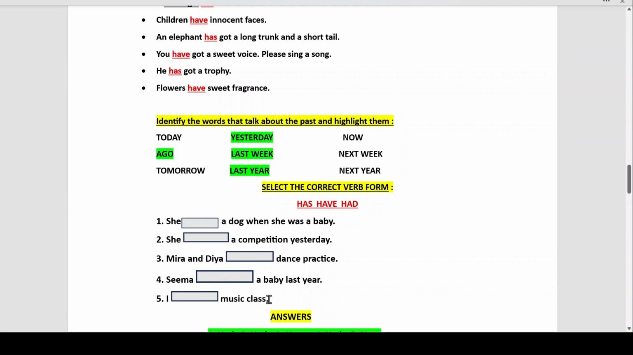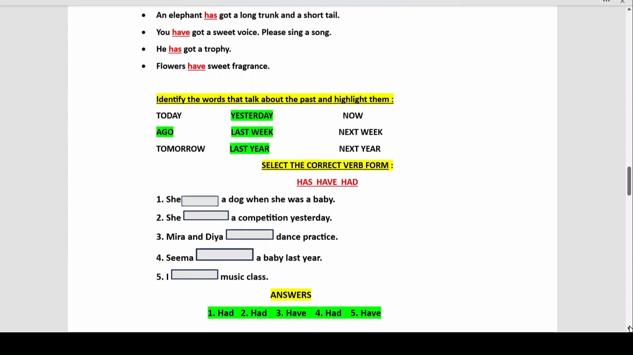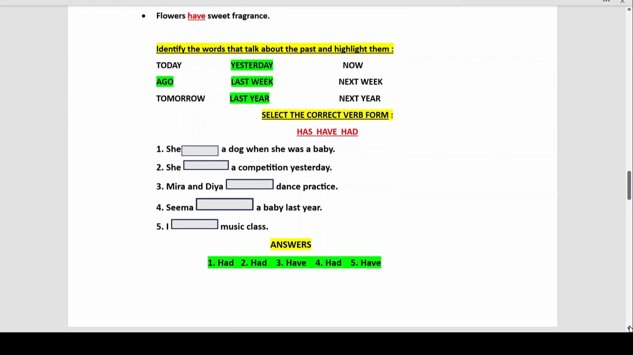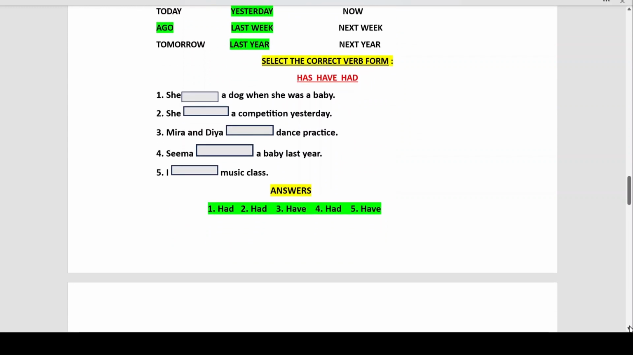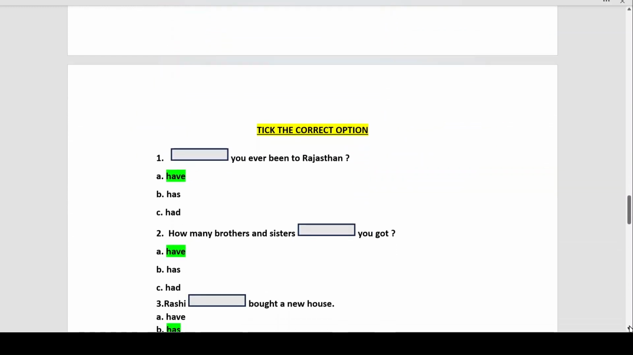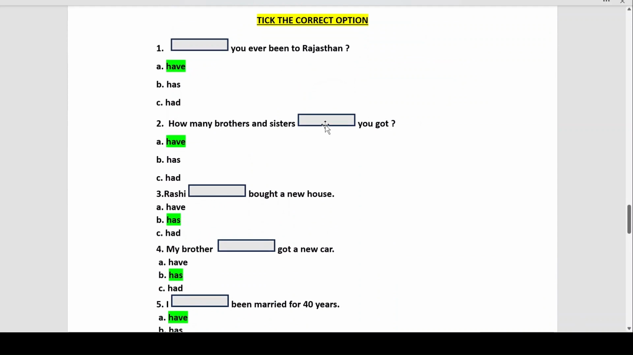I dash music class. I have music class, because it is talking about your present tense and I is used with have. Answers have been given to you. First try and then refer to it. Next, pick the correct option. Dash you ever been to Rajasthan?